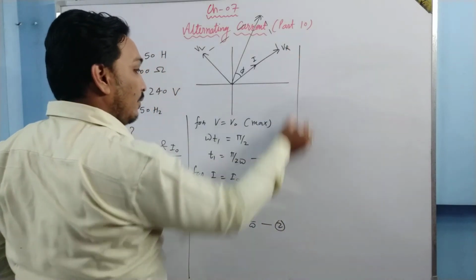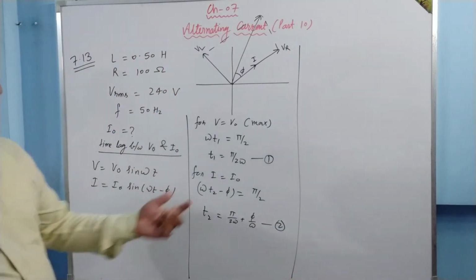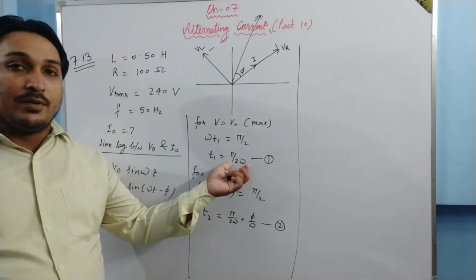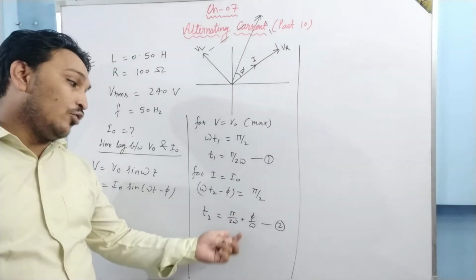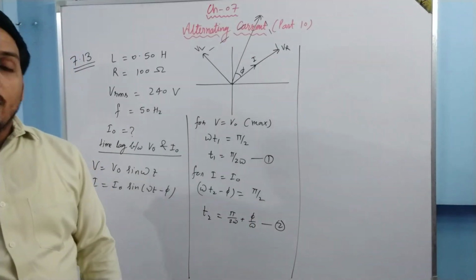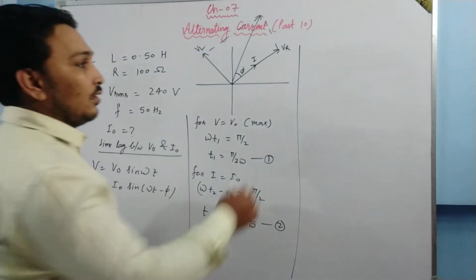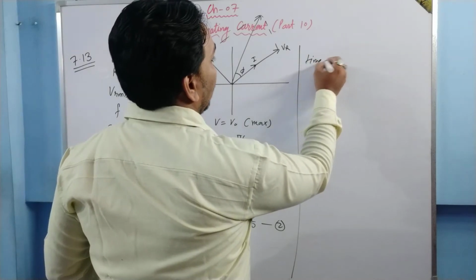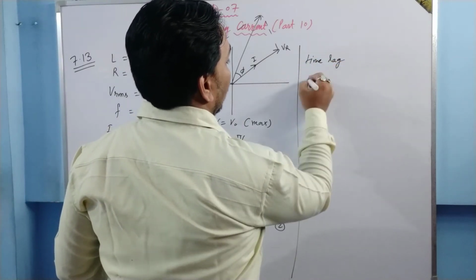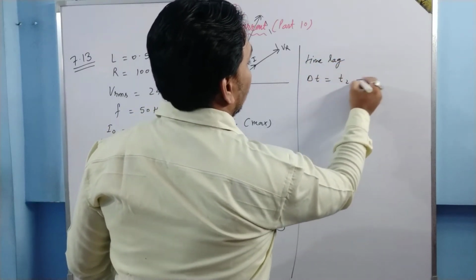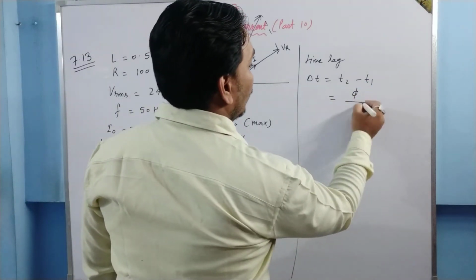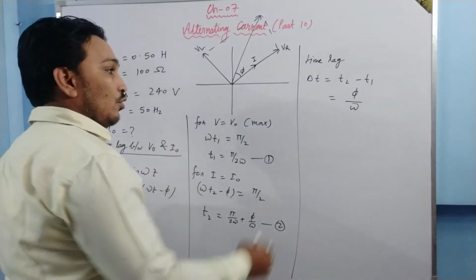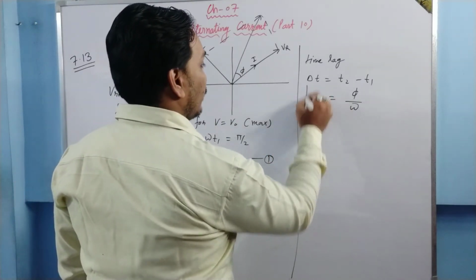What is the time lagging? Just see, voltage maximum happens at pi by 2 omega time only, but the current maximum happens at pi by 2 omega plus phi by omega. So what is the extra time that current takes? Time lag. Delta t is equal to what? T2 minus T1. If you subtract T2 minus T1, what are you going to have? You are going to have phi by omega. So this is the formula.